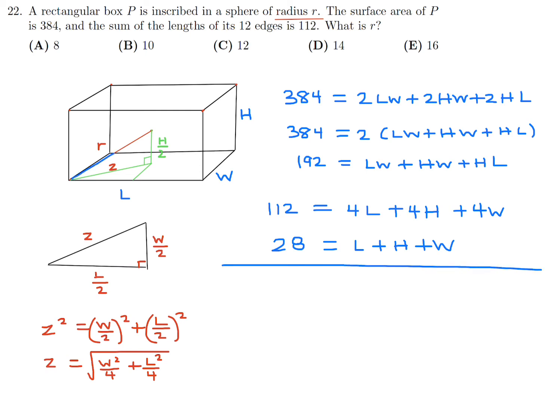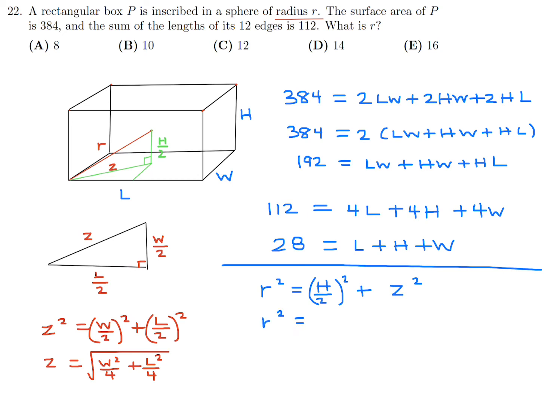Now I will concentrate on this triangle right here and use Pythagoras to get a relationship between R and all the other sides. So we got R squared is equal to H over 2 squared plus Z squared. Correct?